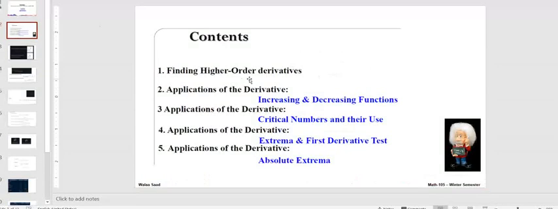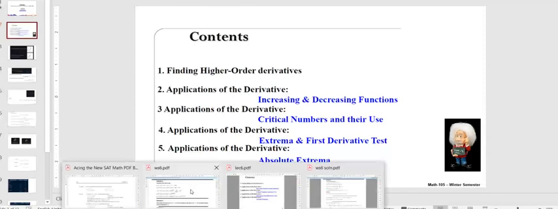The higher derivatives, the higher order derivatives, the applications of derivatives, increasing and decreasing functions, critical numbers, and their use in analyzing a curve or f of x, a function, without the need of graphing it. If there is a peak or extrema point, which we will call a critical point, it will act as a peak, maximum or minimum, using the very powerful tool, the first derivative test, and then the absolute extrema.